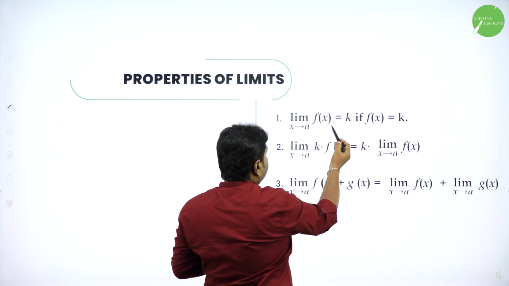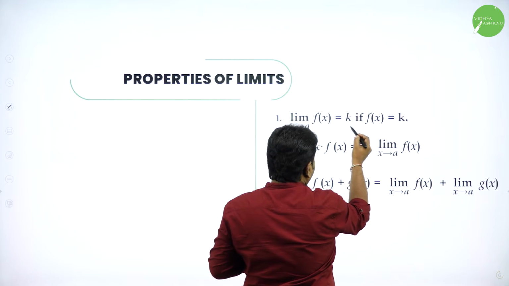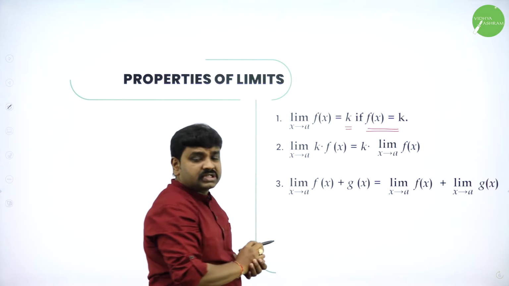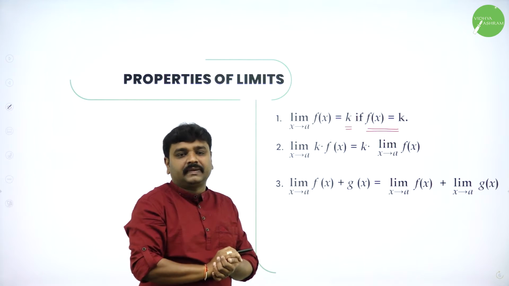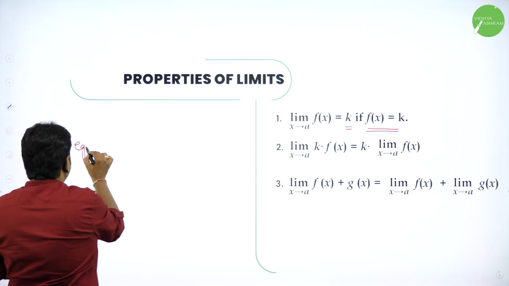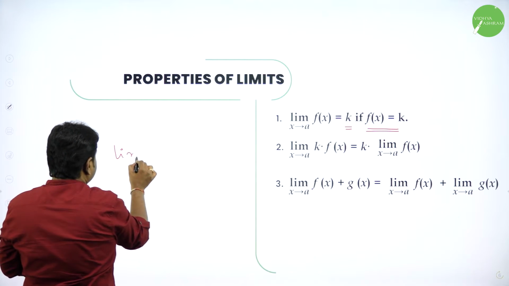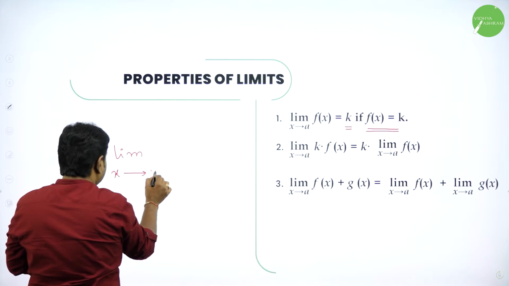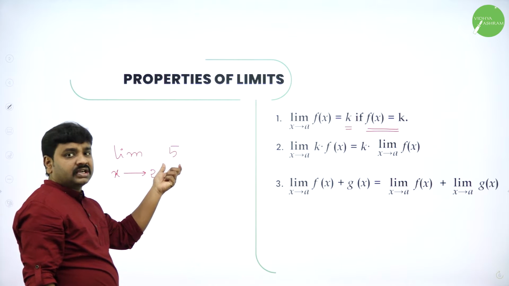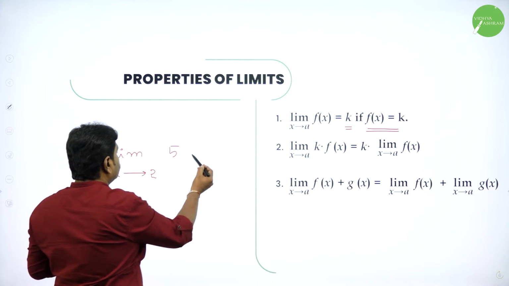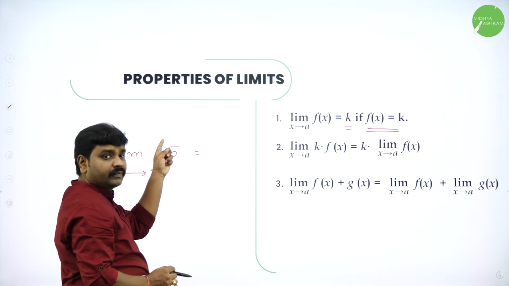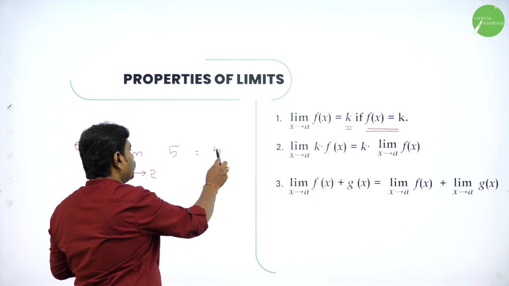Now, properties of limits. Limit x tends to a of f of x is k if f of x is k. It means the limit of a constant is constant. For example, limit x tends to 2 of pi. All of you know pi is what? Constant. Now, limit x tends to 2 means in the place of x put 2. Do we have x here? We don't have x. So the answer is pi only.